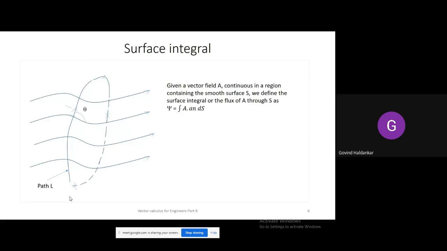Now this field is continuous in a region containing the smooth surface S. So S is a smooth surface because of path L. And we define the surface integral. So the surface integral is defined as an integral of A dot an ds.